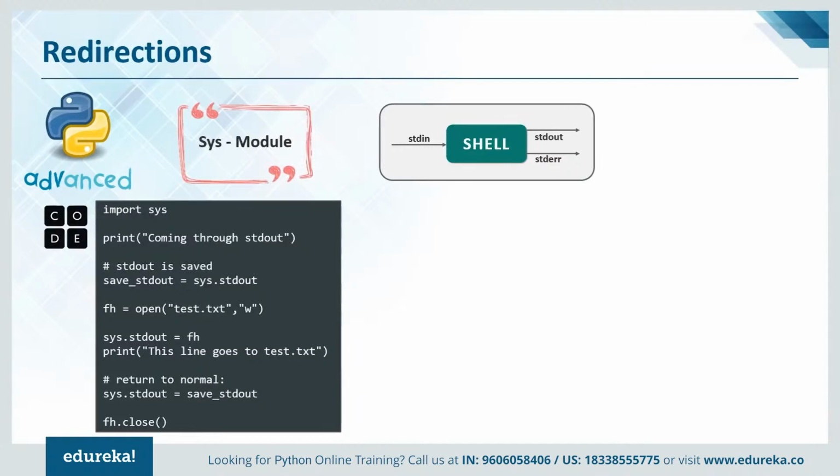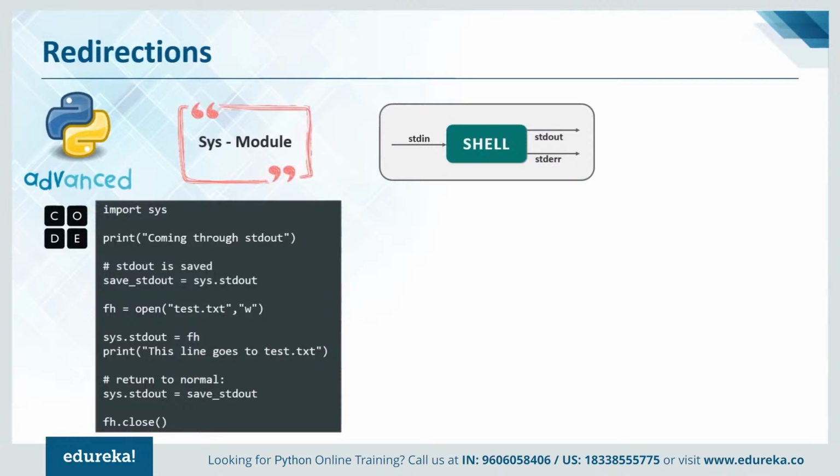The first statement uses the regular standard output, stdout. So the text coming through stdout will be printed into the terminal from which the script has been called. In the next line, we are storing the standard output channel in the variable save_stdout, so that we are capable of restoring the original state at a later point in the script.